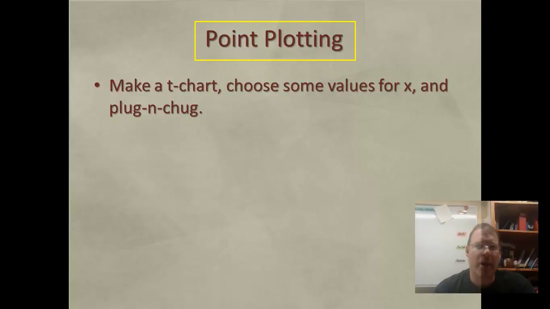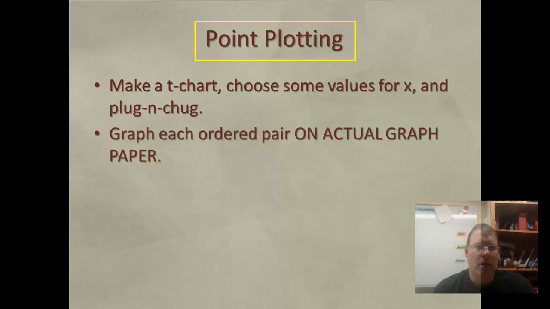Alright, so basically when it comes to point plotting, we start off by making a T-chart. Choose some values for X, and then plug and chug. Plug that value in for X and get the value of Y out of it. After that, graph each ordered pair on actual graph paper.